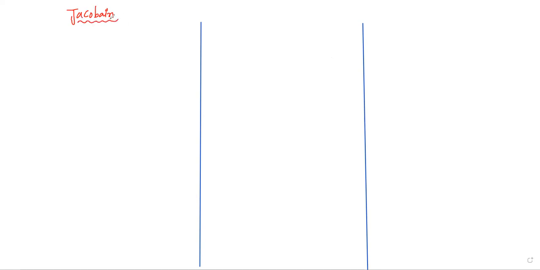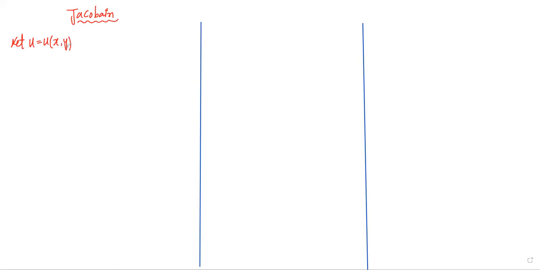Let the students join. Till then, I am writing the definition here. Actually, what is the Jacobian? Once they join, we'll start doing the problems. Till then, you can write the definition. There is no PDF here; you have to write from the board only.